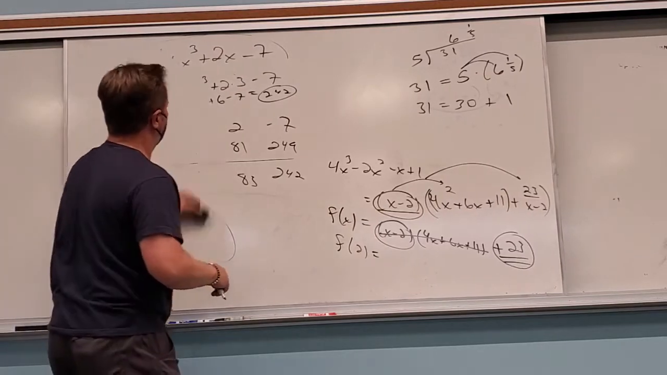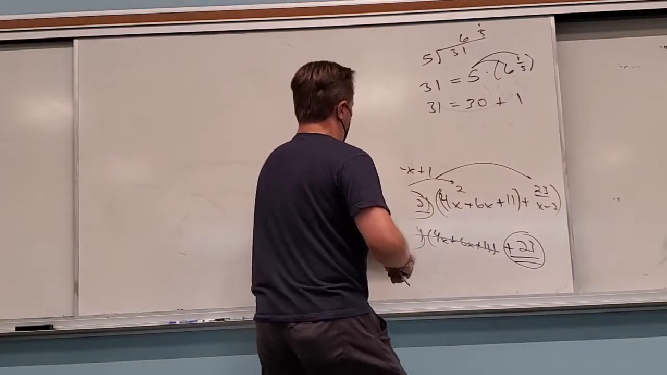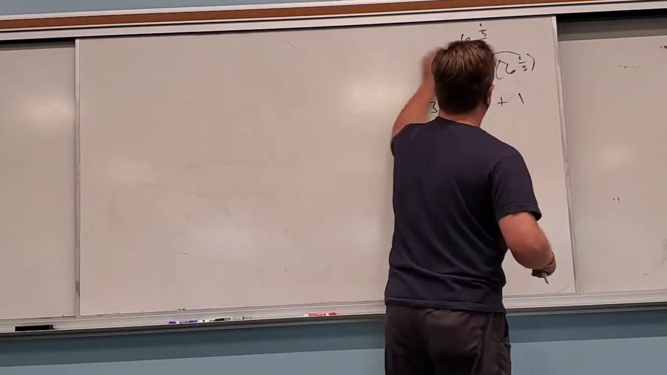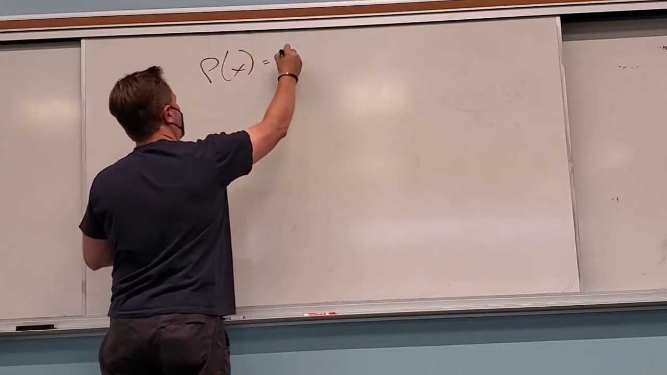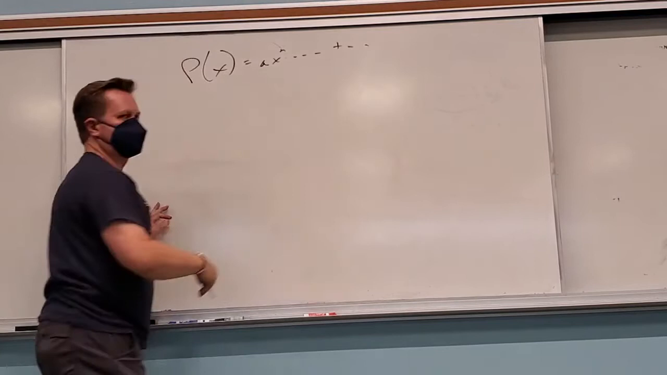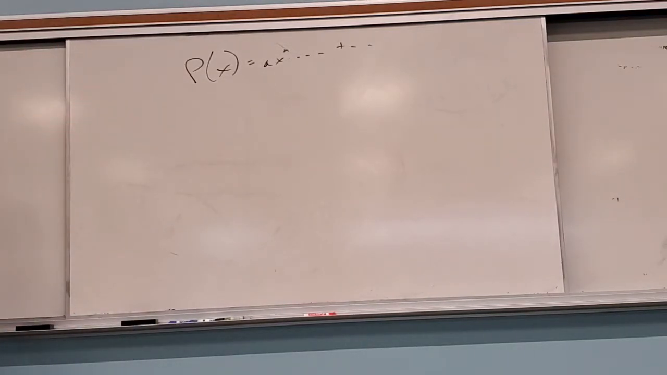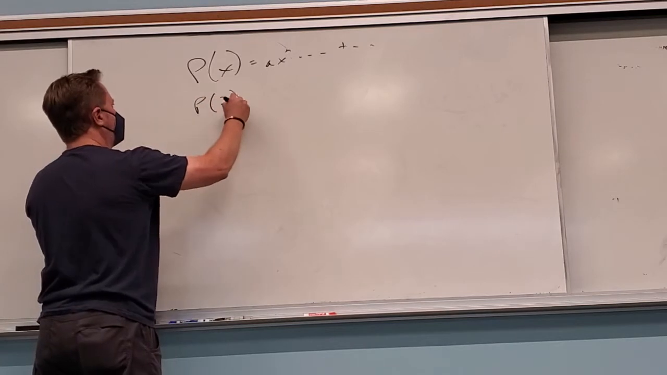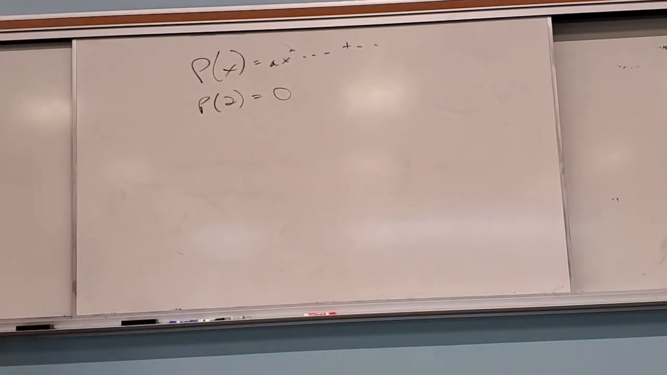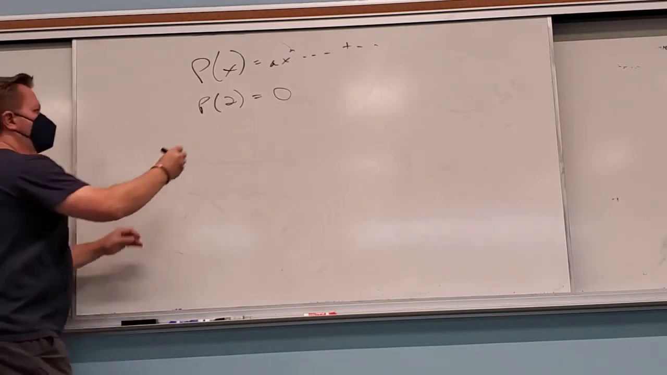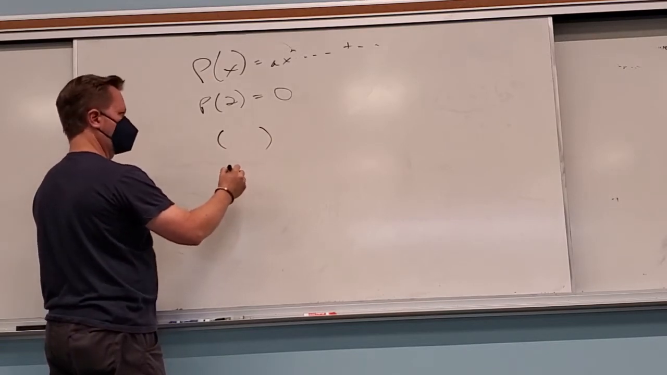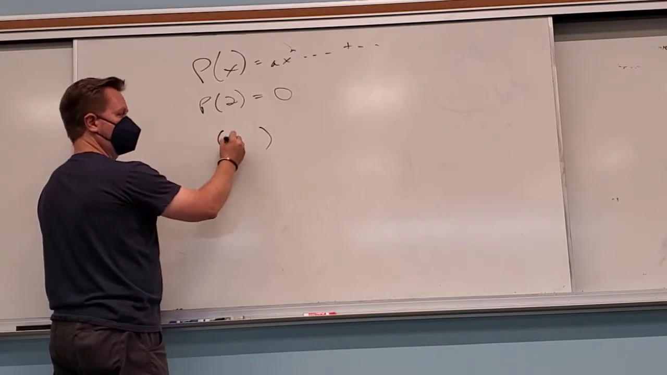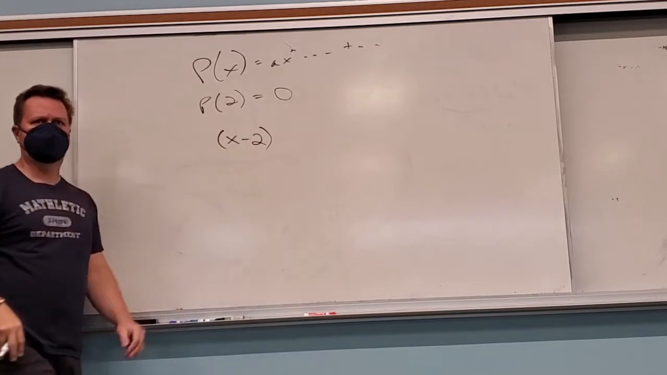So let me ask you something very direct here. If I have a polynomial p of x equals ax to the n, and so on, some big polynomial, and p of 2 is 0, what is a factor of polynomial p? x minus 2. Right.